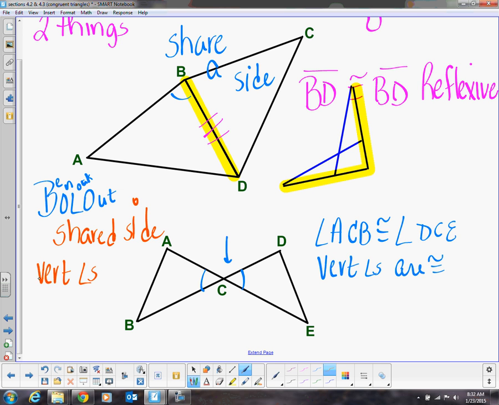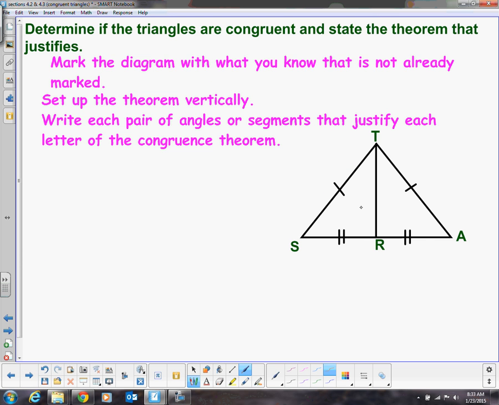Focus. All right, let me show you. So be on the lookout. BOLO: shared side, vertical angles. Always check to see if they're in your pictures. So this is what your homework is like today. We're starting with baby steps. Notice the diagram has some markings already in it. You are to mark the diagram with what you know that's not already marked.